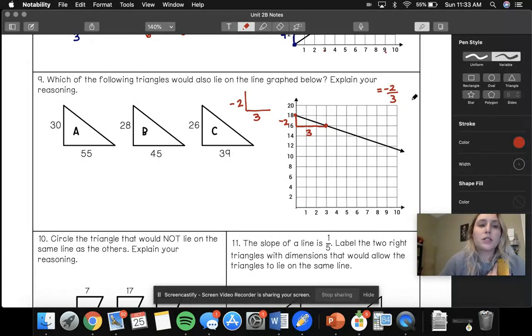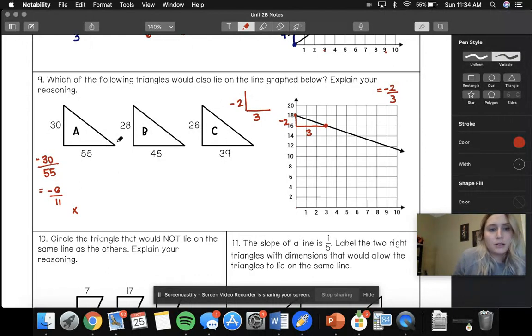So it says which of the following triangles would also lie on this line, would lie on this graph. From here to here, this is our triangle. It looks like it goes down, so I'm going to say A has a rise of negative 30 and a run of 55. So in our calculator, we're going to do negative 30 ABC 55, and we should get negative 6/11. That one doesn't look like it matches our line, so we'll just keep on going.